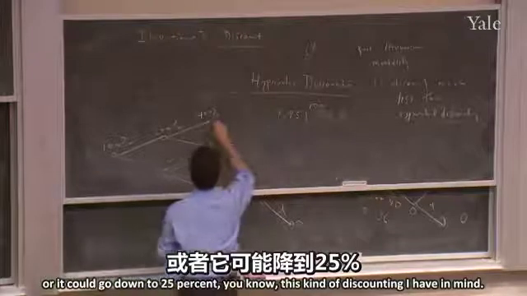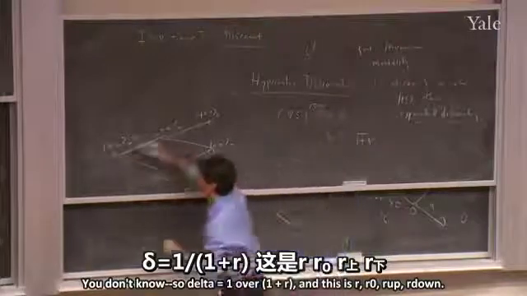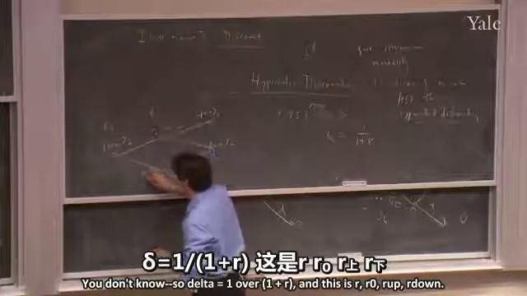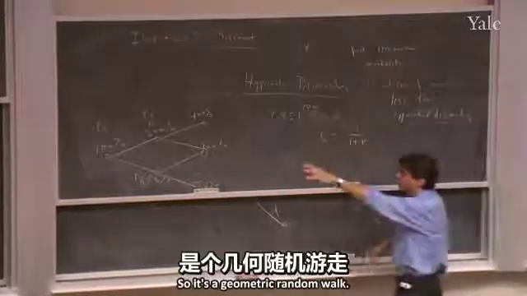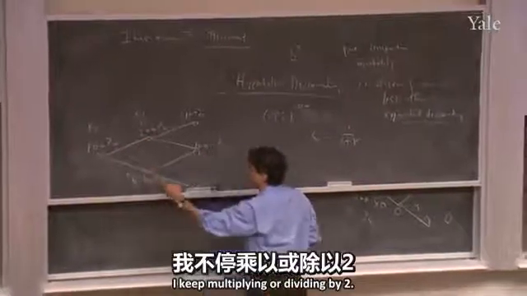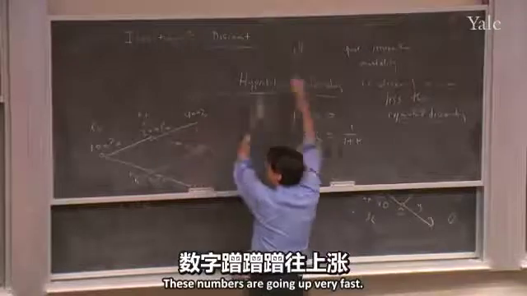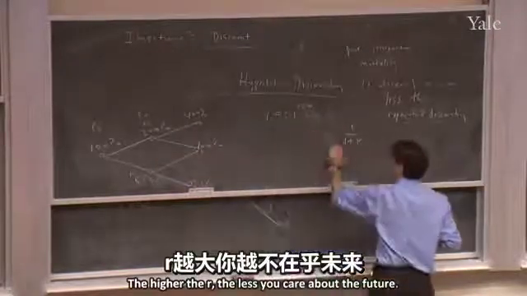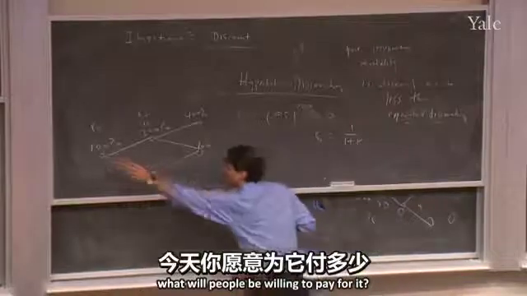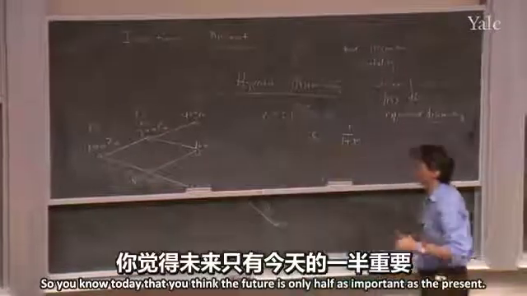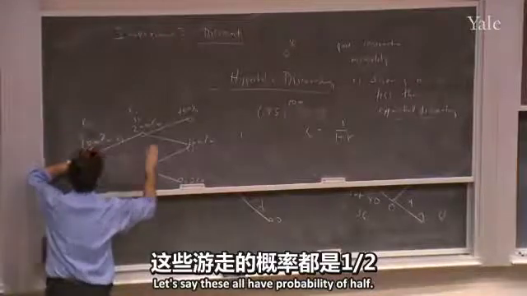This is the kind of discounting I have in mind. You don't know, so delta equals 1 over 1 plus r, and this is r: R0, r up, r down. So maybe the discount is uncertain, and it goes like that. It's a geometric random walk. I multiply or divide by 2, multiply or divide by 2, multiply or divide by 2. That seems to make for a lot of discounting. These numbers are going up very fast. It seems like the higher the R, the less you care about the future. So the question is, if you ask for $1 sometime in the future, what will people be willing to pay for it? You know today that you think the future is only half as important as the present. Let's say these all have probability of half.